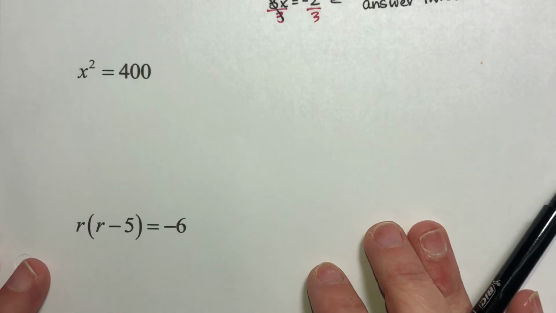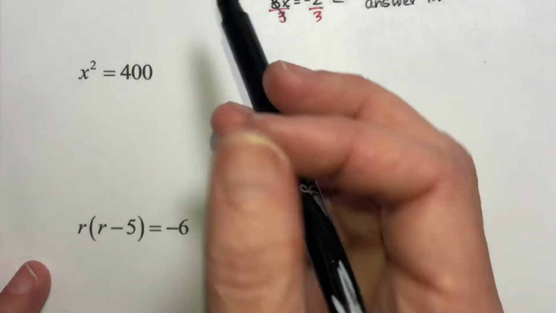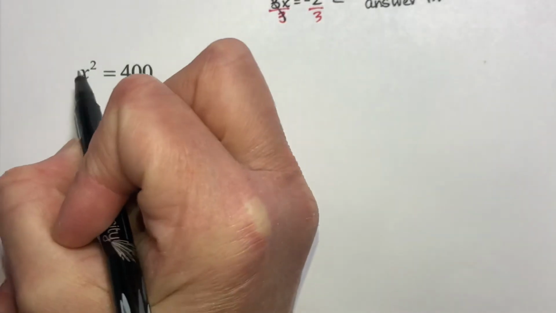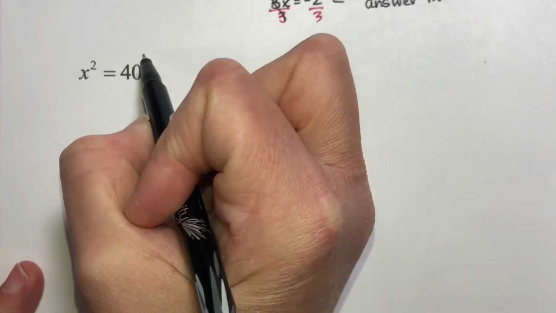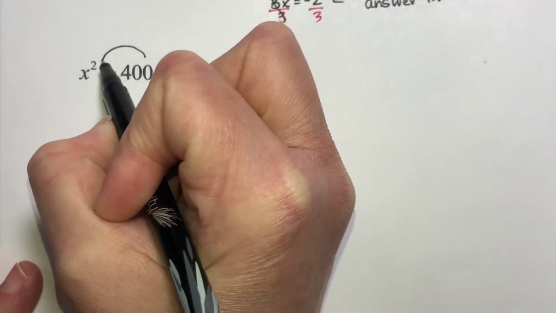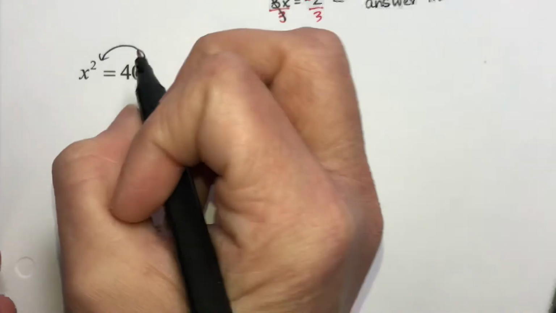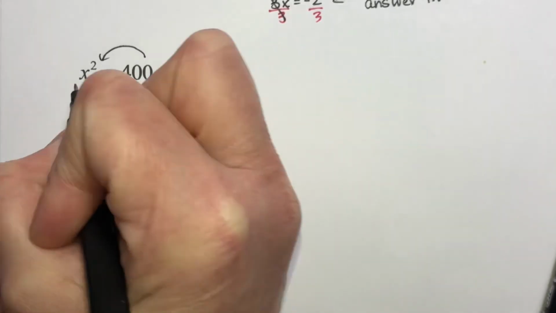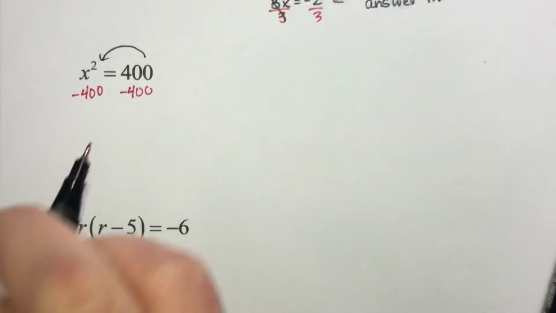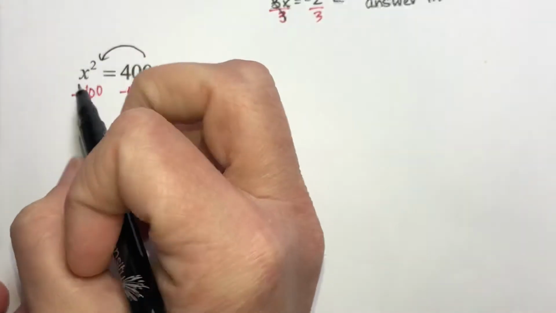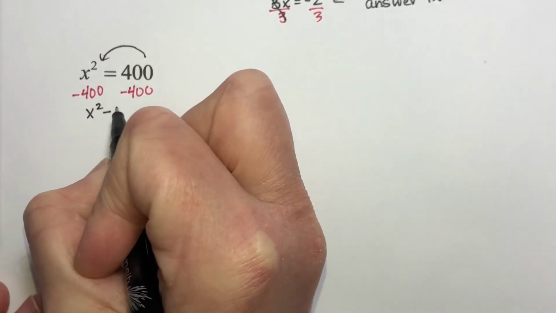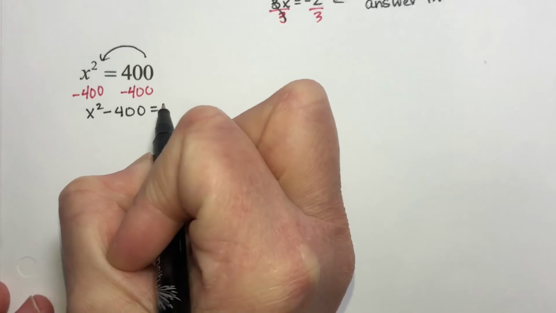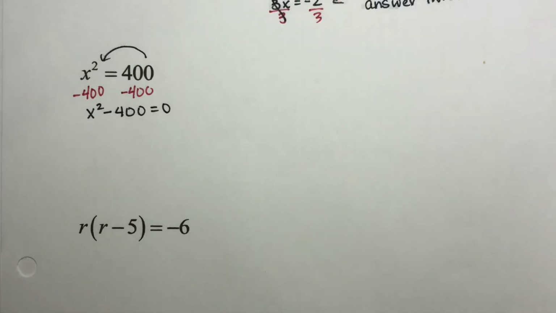So let's look at this one. x squared equals 400. Well, I need a 0, and I want the number in front of my square to be positive, so I'm going to move this over to here. So I subtract 400 from both sides, and I get x squared minus 400 equal to 0. Now I need to get this factored, if possible.